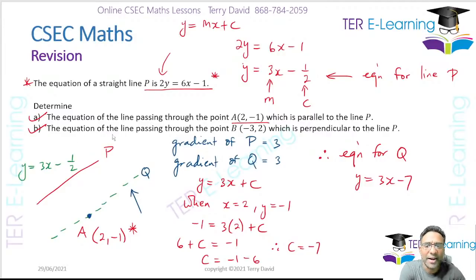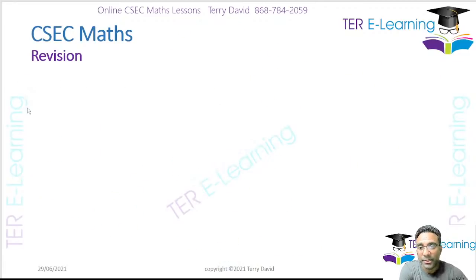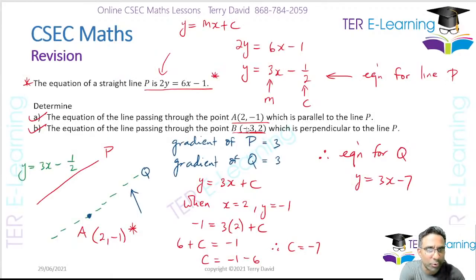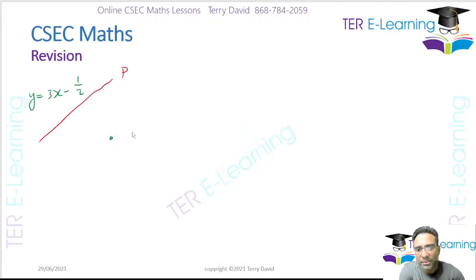So I want to find the equation of a line passing through the point B. So let's do the same thing again. You're going to draw the line P. I want you to visually understand what's happening. And this equation here is y equals 3x minus a half. Then you have a point here, which in the question I call B, which is minus 3, 2. So this point here is the point B, and it's minus 3, 2, right?